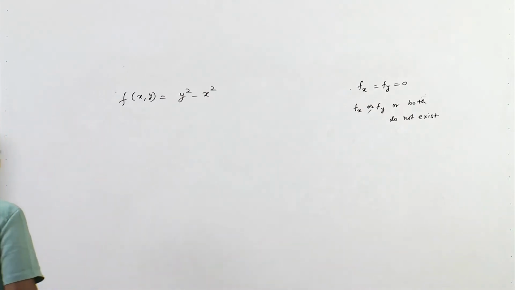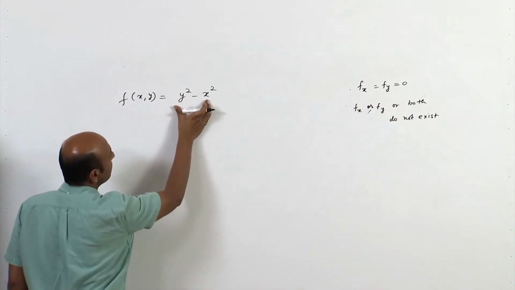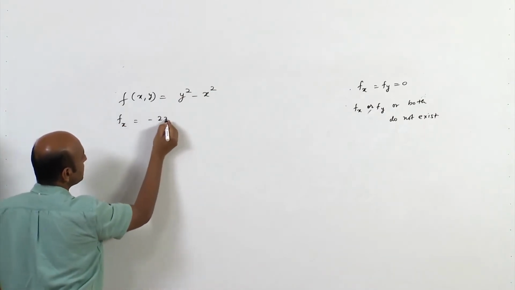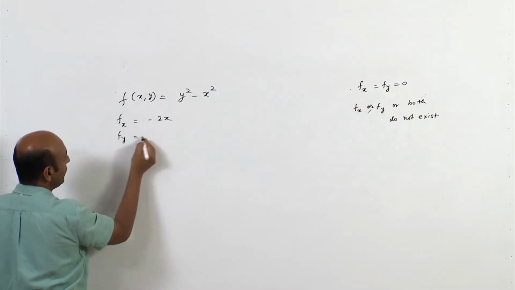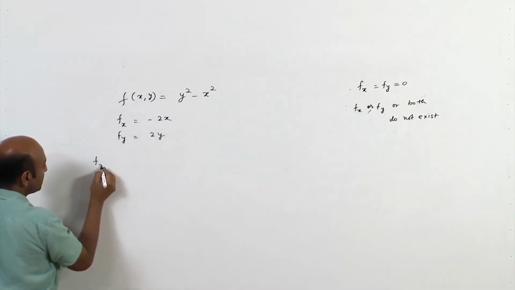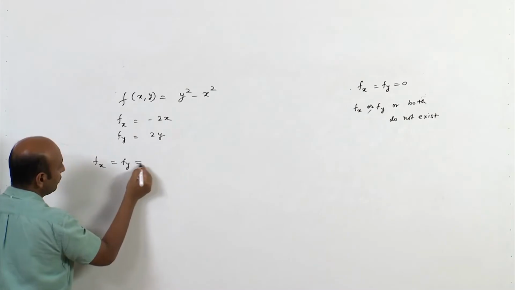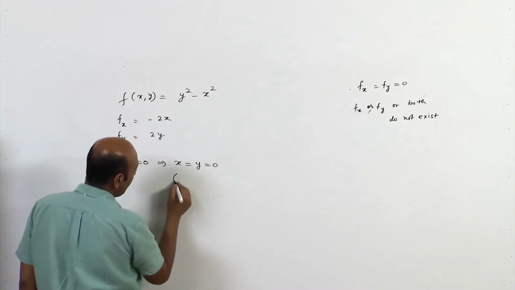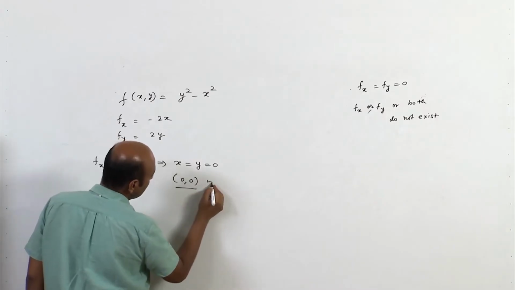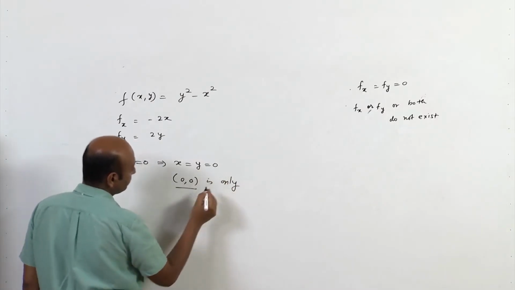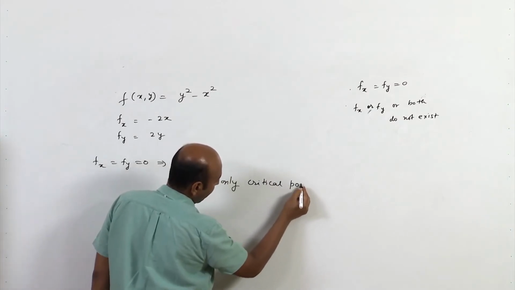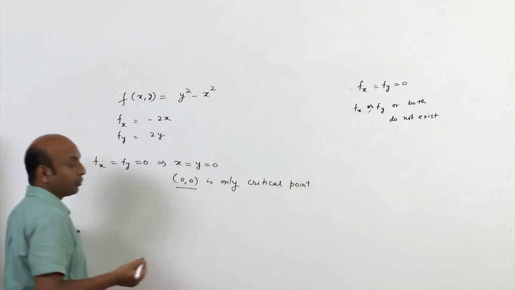Now, how to find the critical point of this? This function is clearly differentiable. So, you can find fx as minus 2x and fy as 2y, and fx equal to fy equal to 0 implies x equal to y equal to 0. So, the point is (0,0); (0,0) is the only critical point. Now, this point is a critical point.